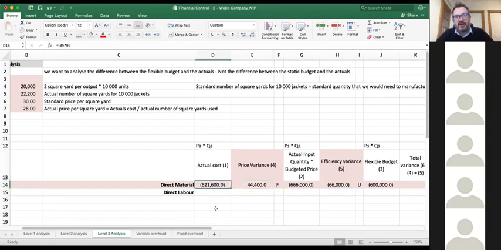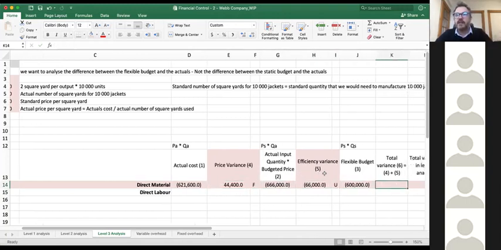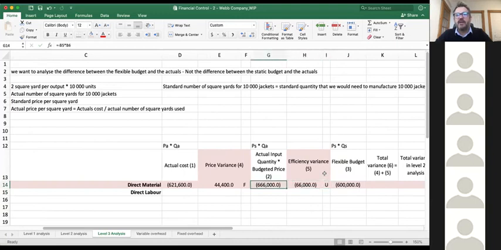So what you need to know about the price variance is to say, okay, my actual cost is 621. The budgeted cost is 666. So it means that actual cost has been lower than the predicted cost. So it's a favorable variance. On the other hand, for the efficiency variance, it has been 666. I should have had 600. So it's negative 66. So it means that we have an unfavorable efficiency or quantity variance.